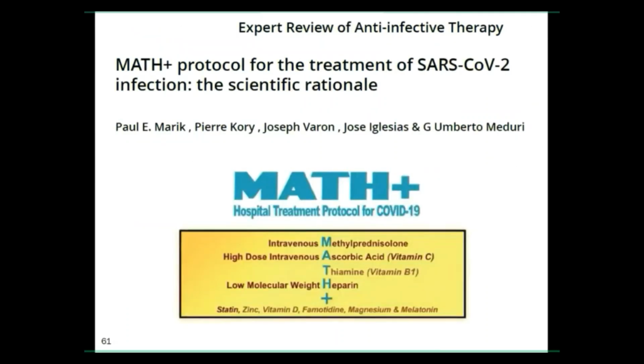So, how do we treat them? We use the MATH+ protocol. The math is quite simple. 1 + 1 = 2. So this is the MATH+ hospital treatment protocol for COVID-19, which includes intravenous methylprednisolone, ascorbic acid, thiamine, low molecular weight heparin, and just for the full Monty, we add statin, zinc, vitamin D, famotidine, magnesium, and melatonin.